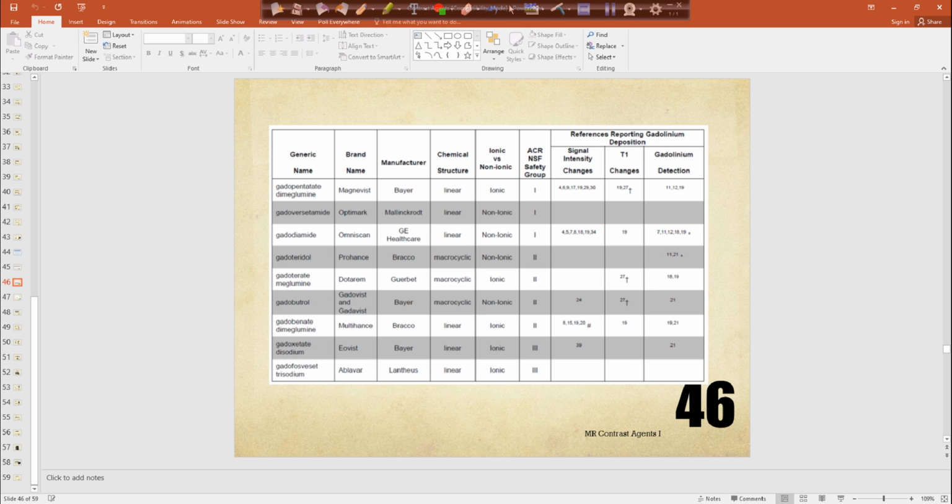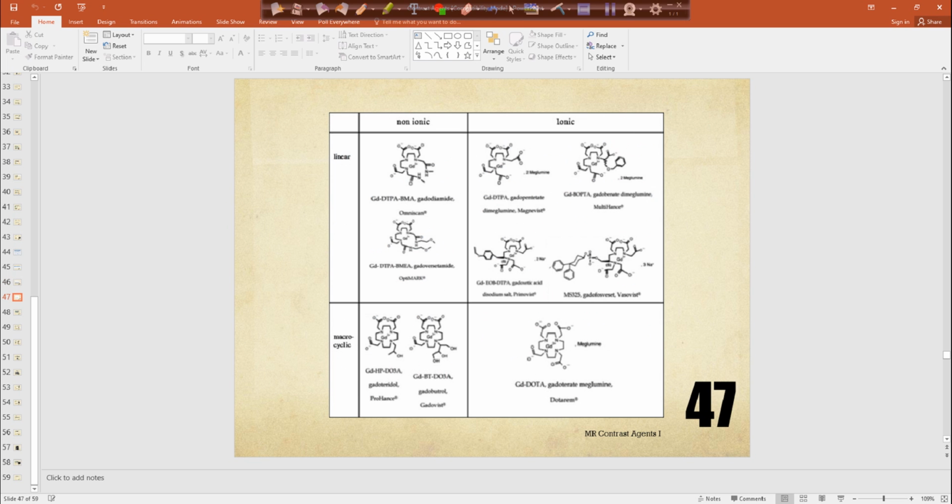Here's another chart with the generic name of the contrast agent and the brand name, because if you read some of the literature, most of the time they're going to give you the generic name. So if you need a chart to quickly associate it with the brand name, most people know them by the brand name. And then it gives you the chemical structure and ionic versus non-ionic. And then this is what the organic chemistry of the molecule looks like.